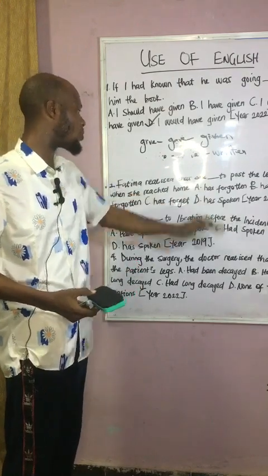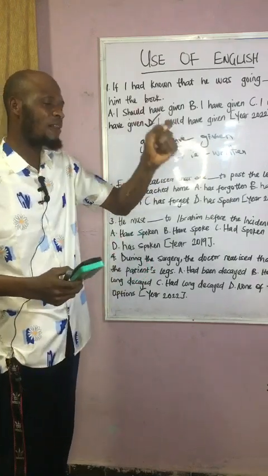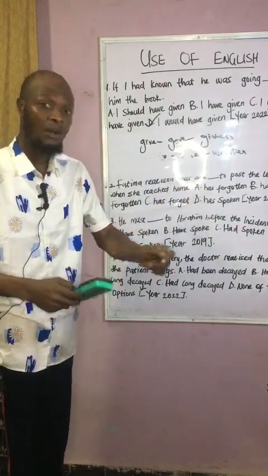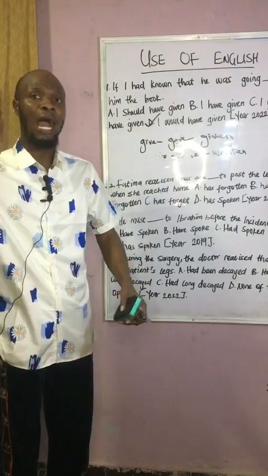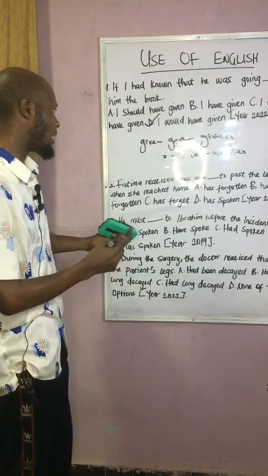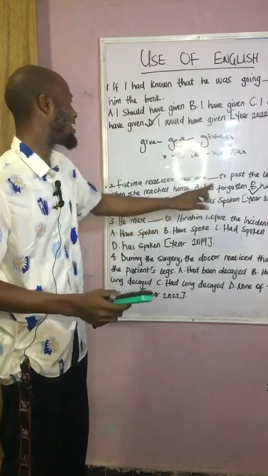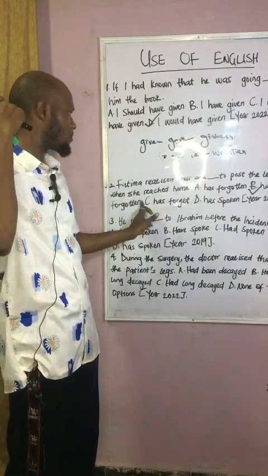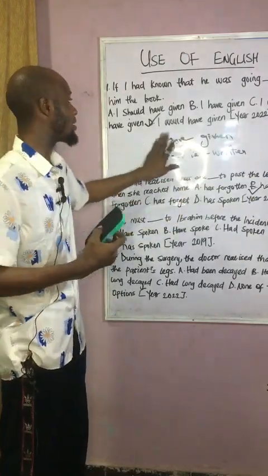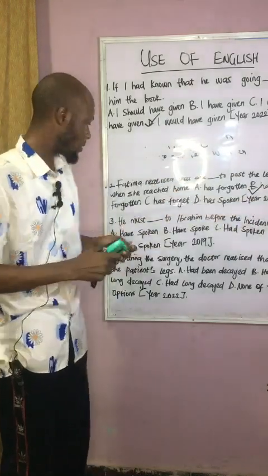D, as spoken. Now looking at this, Fatima realized, and we said as, have are always in the present tense. Had is the past tense of both as and have. And if a verb is to follow as, have, and had, it should be a past participle verb. Therefore, the appropriate option that will suit in here is B. Fatima realized that she had forgotten to post the letter when she reached home. The first answer is D, while the second question, the correct answer is B.